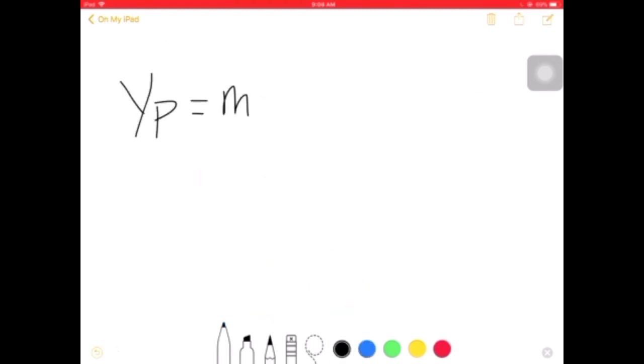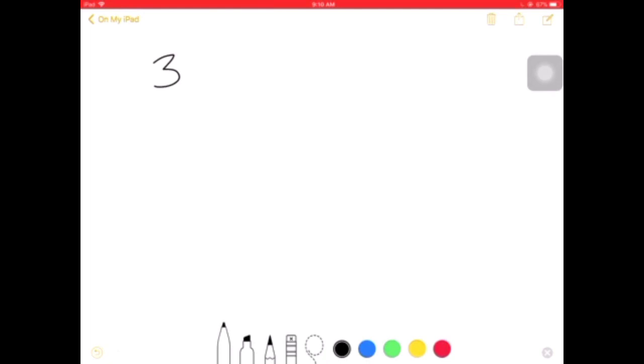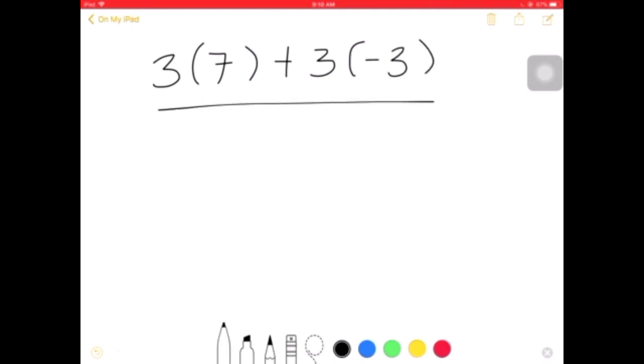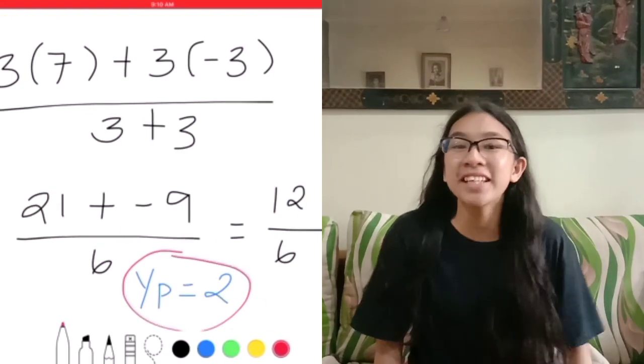Y sub P equals M times Y sub 2 plus N times Y sub 1 over M plus N is our formula. 3 times 7 plus 3 times negative 3 over 3 plus 3 is our equation. 3 times 7 is 21. 3 times negative 3 is negative 9. 21 minus 9 is 12 over 6, because 3 plus 3 is 6, which is equal to 2.